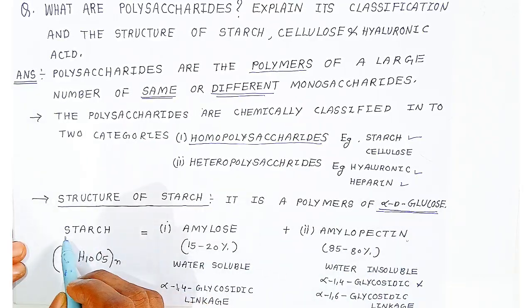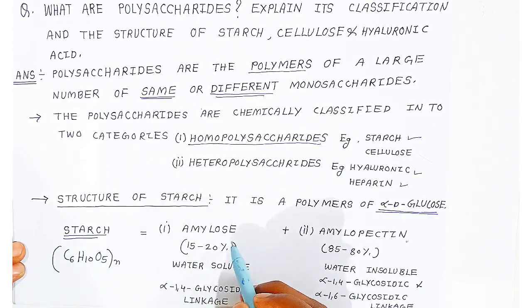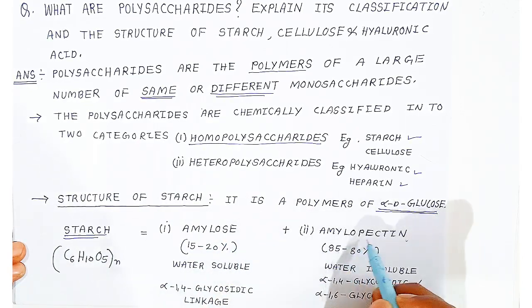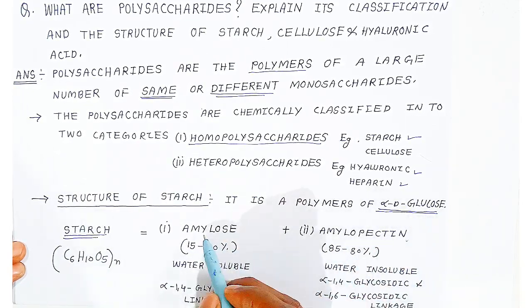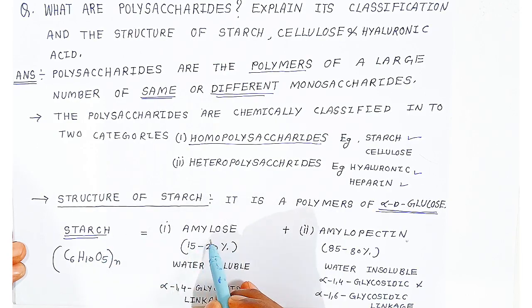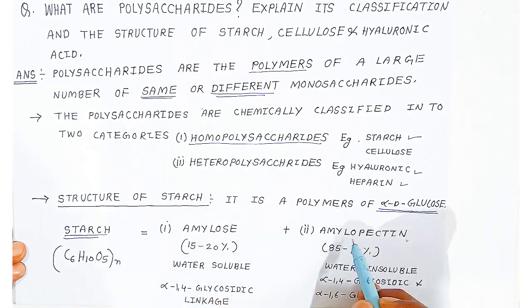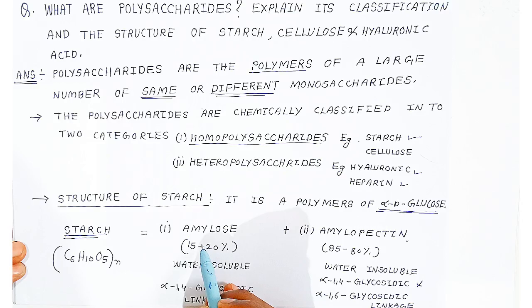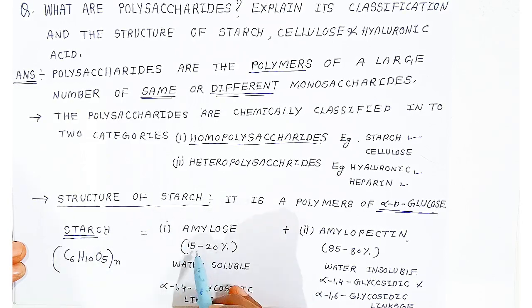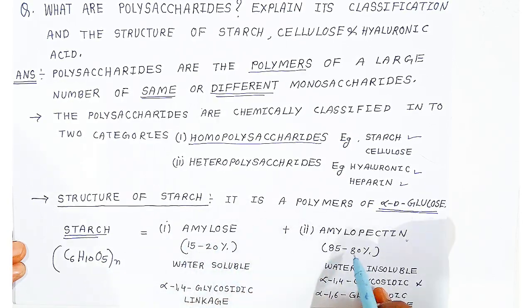Now students, when you see the structure of starch, it is made up of amylose and amylopectin. Understand, there are two components. Starch is made up of two components, amylose and amylopectin. In 100% starch students, 15 to 20% is amylose and 85 to 80% will be amylopectin.